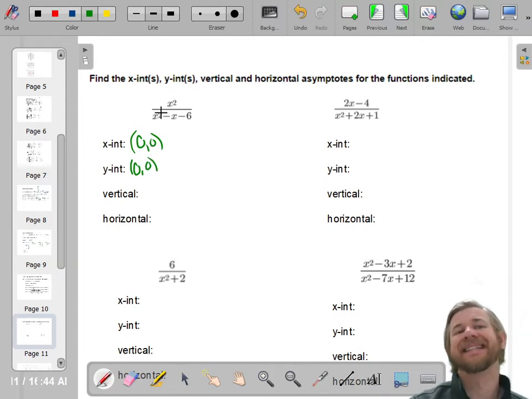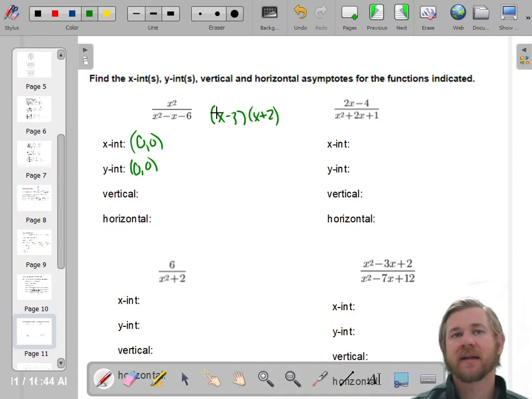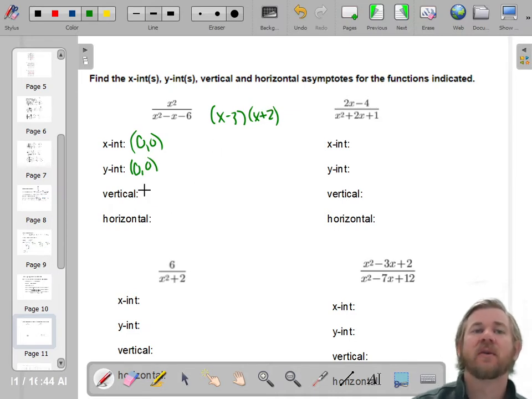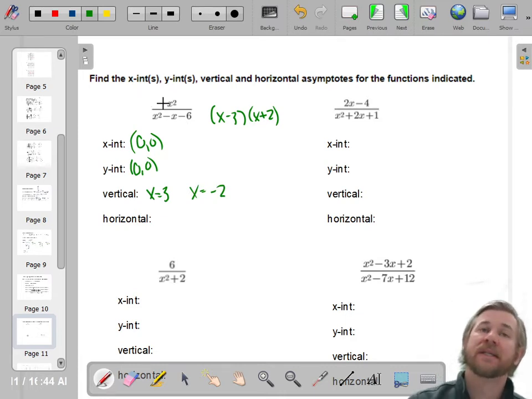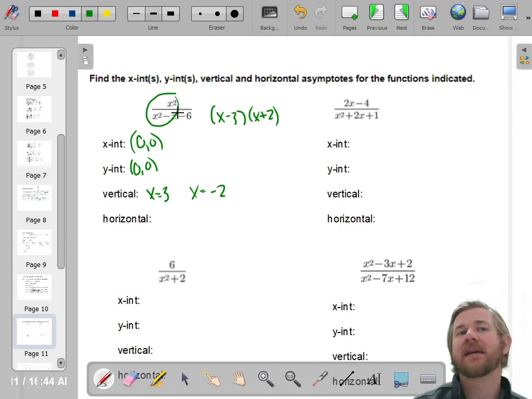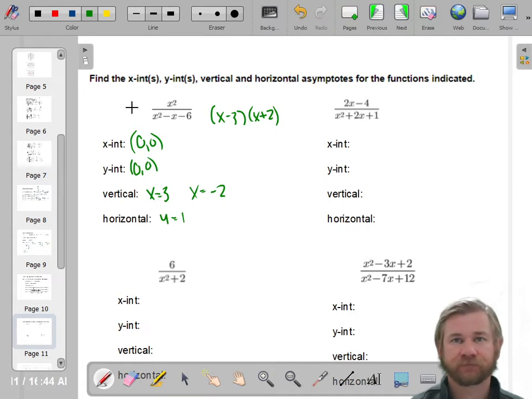Vertical asymptote, set the denominator equal to 0. So I'm going to factor this. I'm just going to do it in my head. If you factor the denominator, it's x minus 3 times x plus 2. So that would be at x equals 3 and at x equals -2. There are 2 vertical asymptotes. Horizontal asymptote, they have the same degree. They're both degree 2. So you divide their leading coefficients. 1 divided by 1, that is y equals 1.